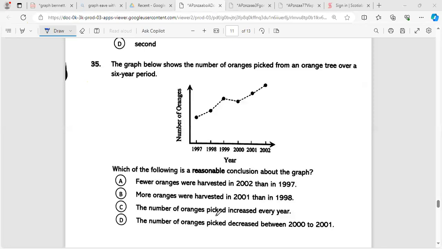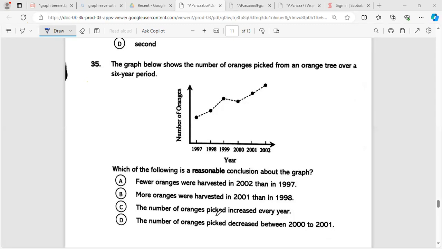Sir, can I just say something? Yeah, go ahead. I'm saying C because if you look on the line graph, each of the dots will go up, but for some reason it will come down. When the dots go up, it comes back down, then it goes up and comes down. That means it doesn't go up every year.